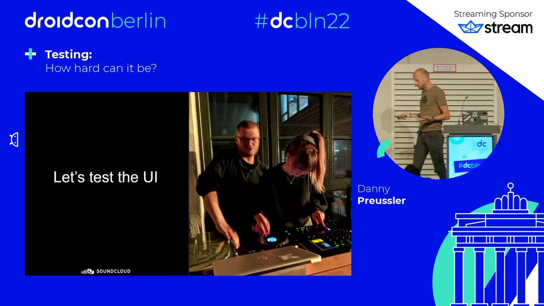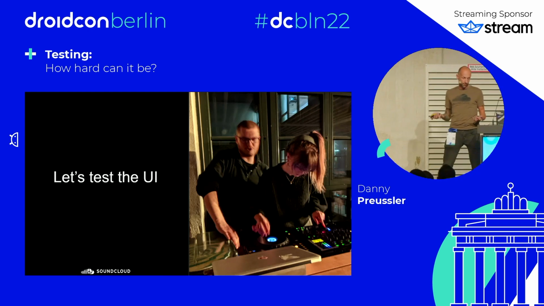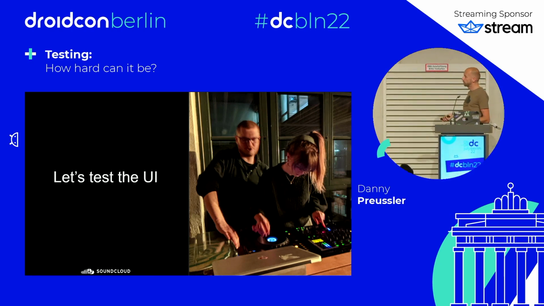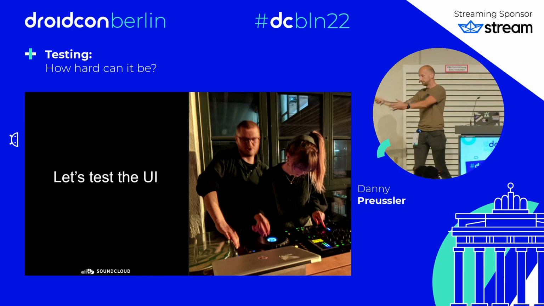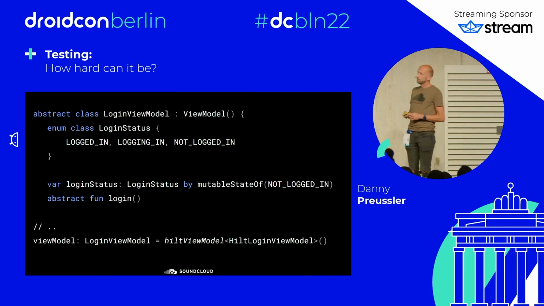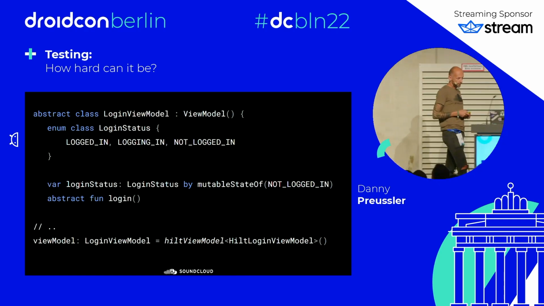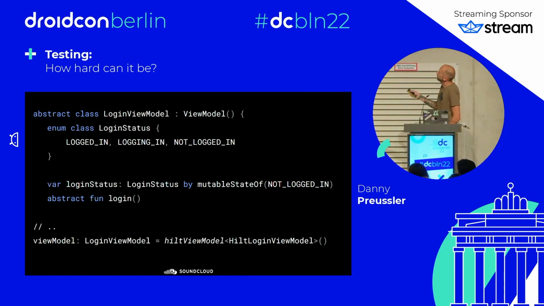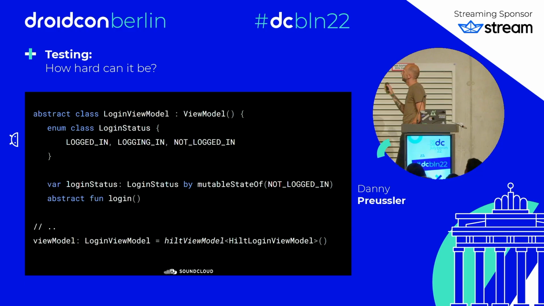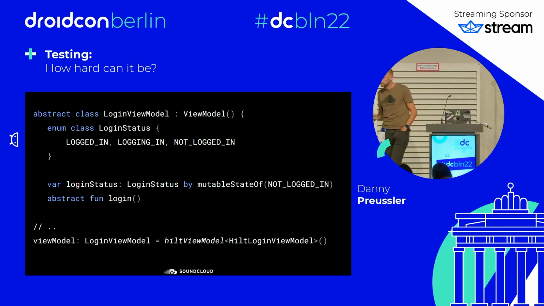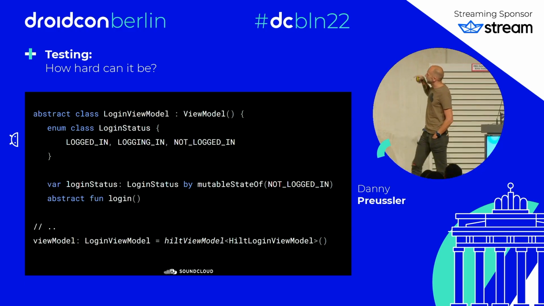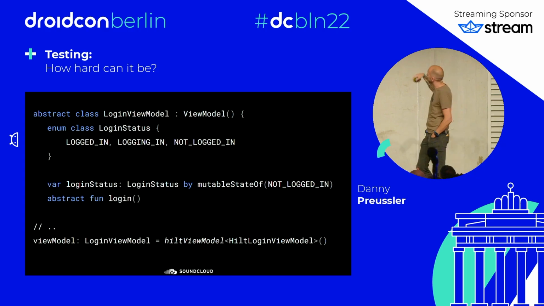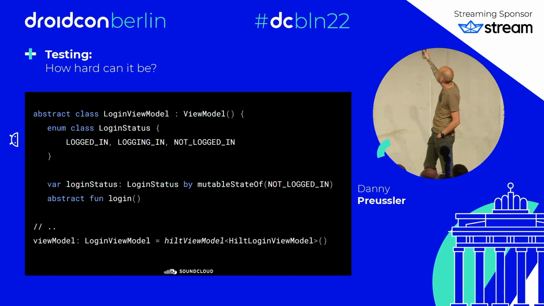We wrote this login screen in the beginning. It's Compose. And the nice thing is for Compose, we can actually do testing, like unit testing. So one thing I did at this moment, I created an abstract login view model. And there's an implementation called Hilt login view model. That's something I like to do. So either use an interface or an abstract class for your view model. I prefer the abstract class because then it is a view model when you handle it.